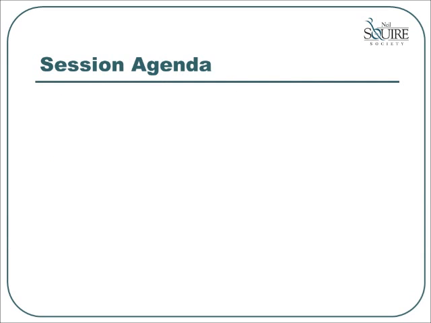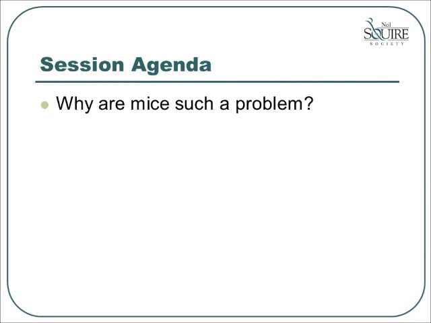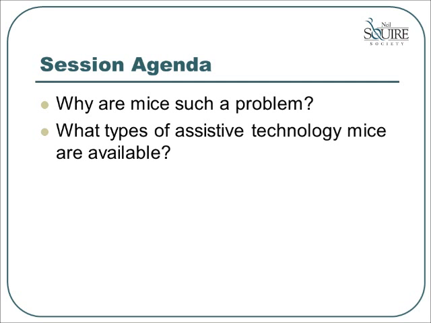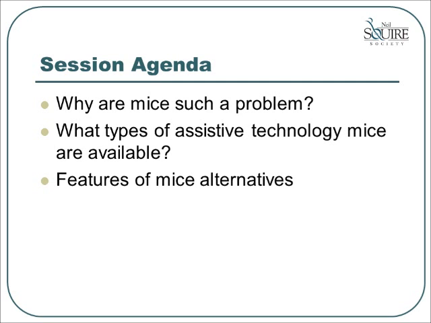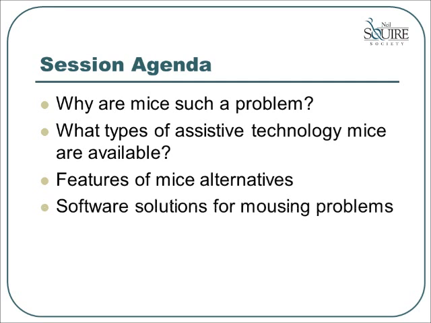This presentation will cover the following topics. Why are mice such a problem? What types of assistive technology mice are available? The features of these assistive technology mice, and some of the software solutions for mousing problems. If you do not have any problems using a standard mouse at this time, you may still find some information in this presentation will improve your use of the mouse.